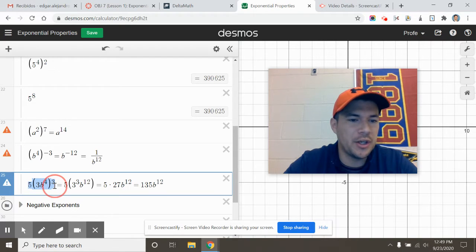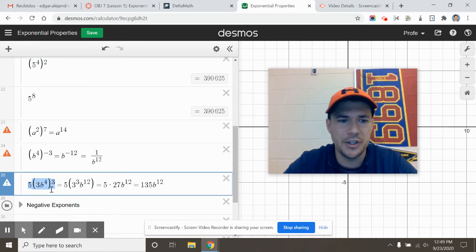All right. And here's a tricky one, right? If I have 5 multiplied to 3b to the 4th cubed, then it's important to go with order of operations here. So parentheses and exponents, right? So I'm going to want to cube 3b to the 4th. Notice the 5 is not being cubed. It's outside of those parentheses. So the cube only applies to 3b to the 4th.